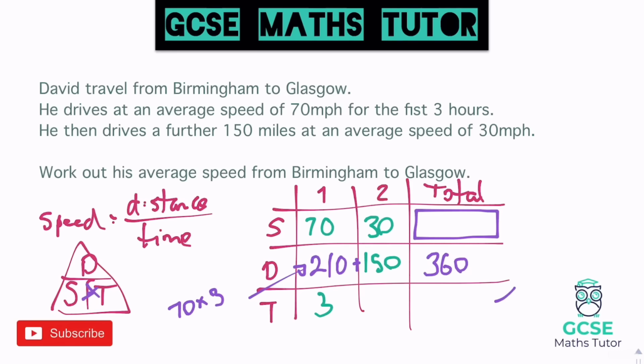So all we've got to do is get this total speed here, sorry, this total time, and then we'll be able to work out his speed. So looking at this bottom one here, which is the time for the second one. So to get time, you do distance divided by speed. So distance divided by speed will be 150 divided by the speed of 30, which gives us a time there of 5. So that means in total he's going to be driving for 8 hours.